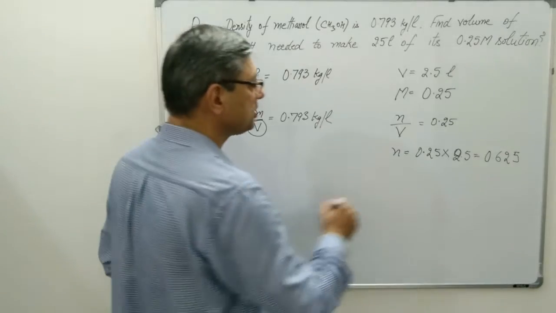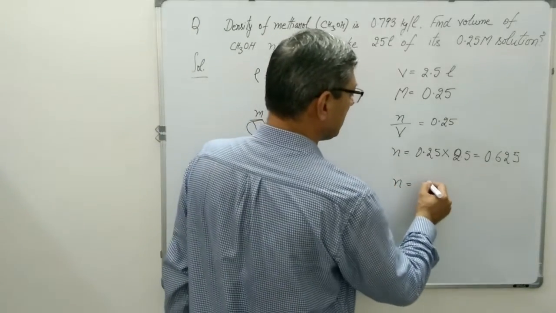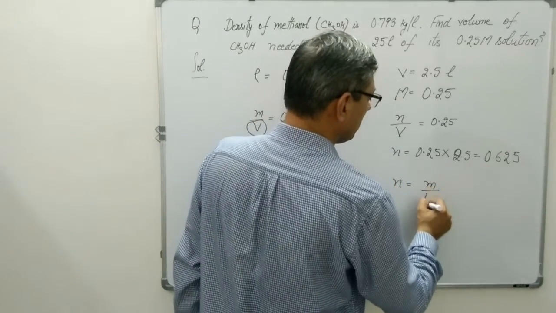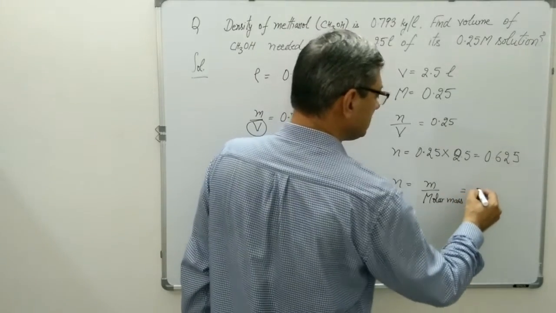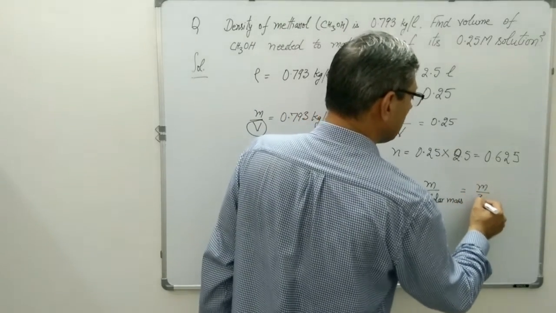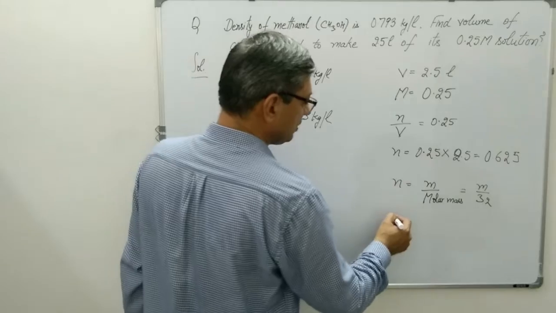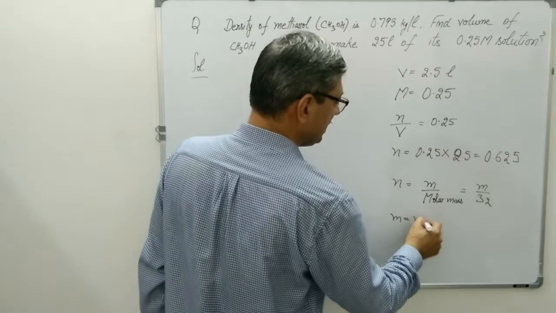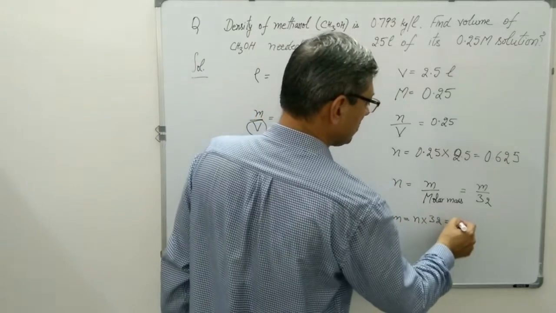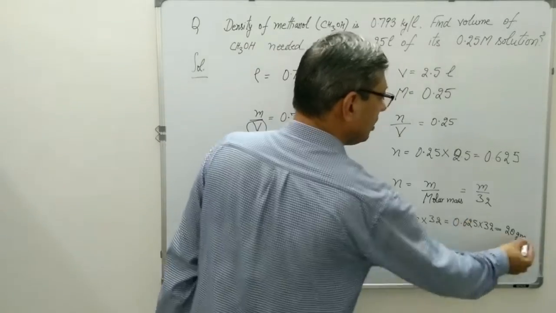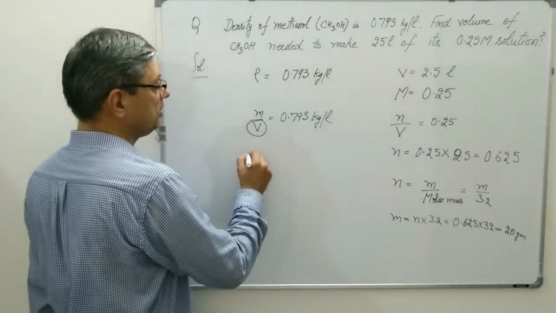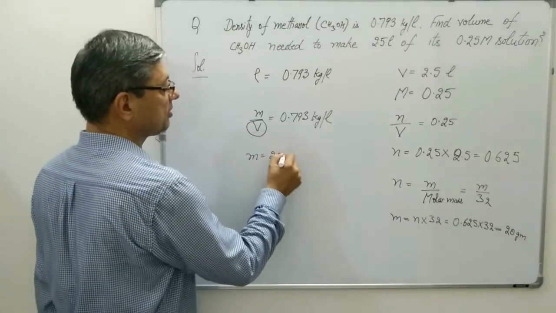Now number of moles formula is given mass upon molar mass of methanol. Molar mass of methanol is 32 grams. So M upon 32. So mass of methanol will be N into 32, and I have already calculated 0.625 into 32. We now know mass of methanol, and that is 20 grams.